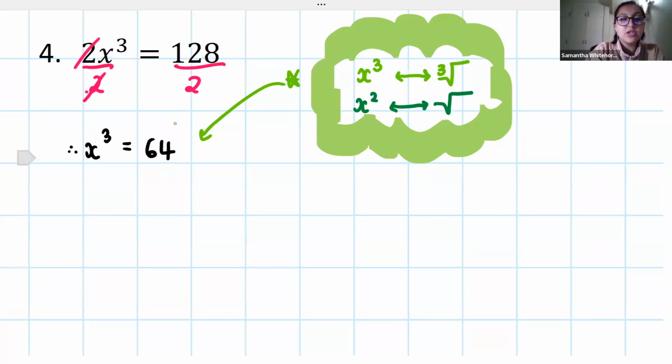I have got an x cubed. I don't want that cubed there. So to get rid of the cubed, I'm going to cube root both sides. What that does is it cancels out the cubed. But again, if I'm doing that on the left, I must do that on the right. So I need to cube root 64.